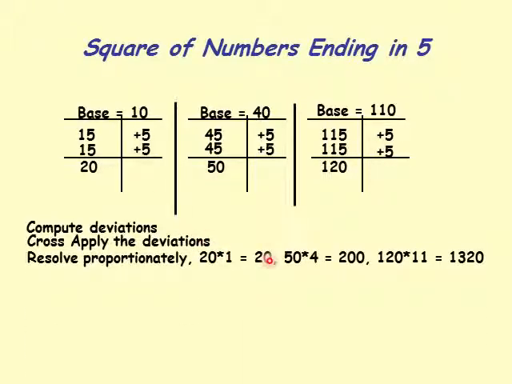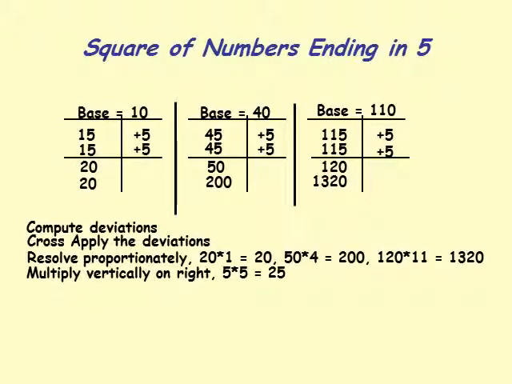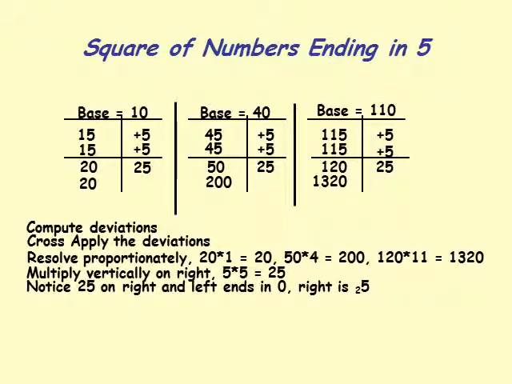20 times 1 is 20. 50 times 4 is 200. 120 times 11 is 1320. So after resolving proportionality, on the left I have 20, 200, 1320. Let's continue. Multiply vertically on the right, plus 5 times plus 5, which is 25 here, 25 here, and 25 here.